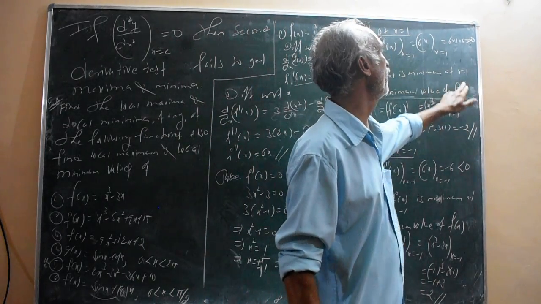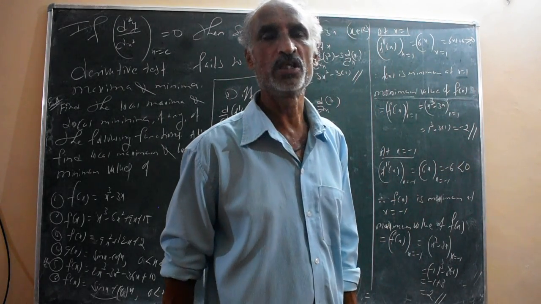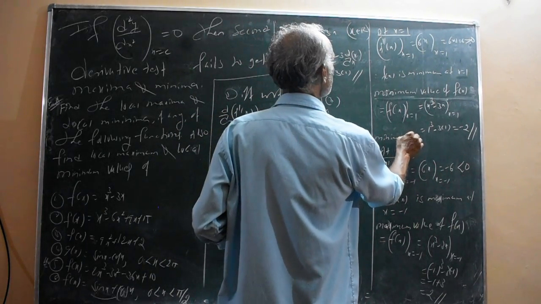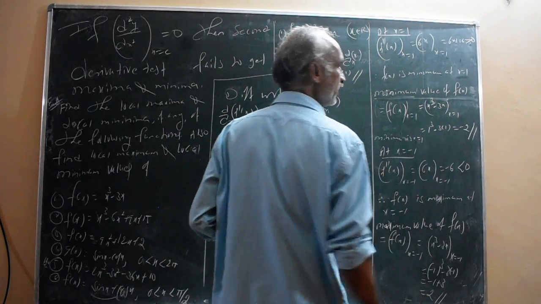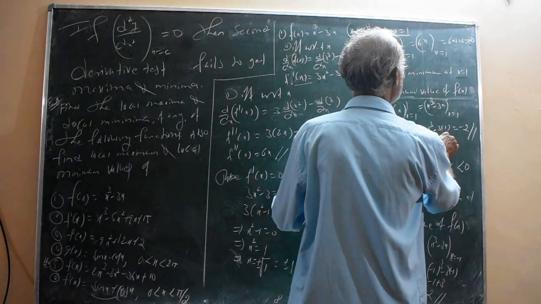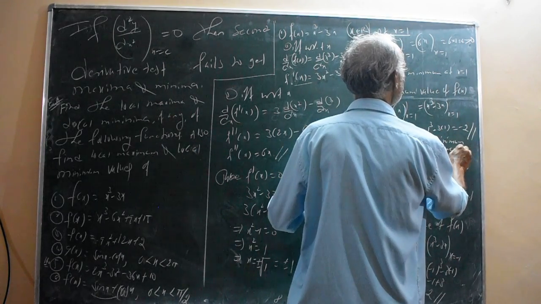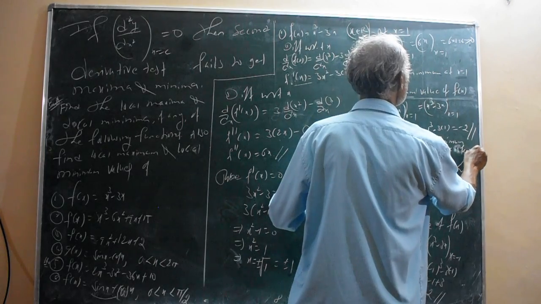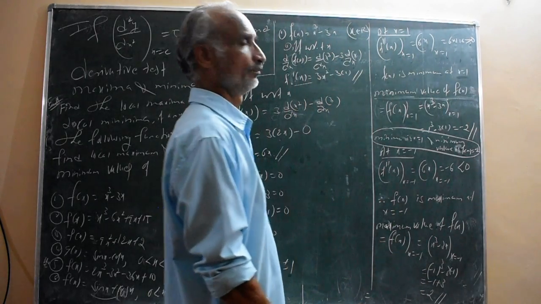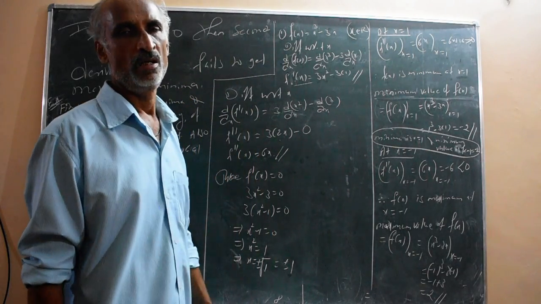This is the minimum value. At x is equal to 1, f of x is minus 2, which is the minimum value. Therefore, minima is x is equal to 1, the point of minima, shortly minimum. And minimum value is f of x is equal to minus 2. f of x is minimum at x is equal to 1. x is equal to 1 is called point of minimum or simply minimum.